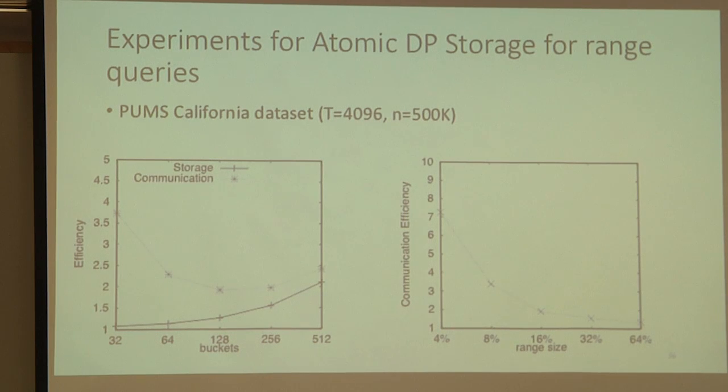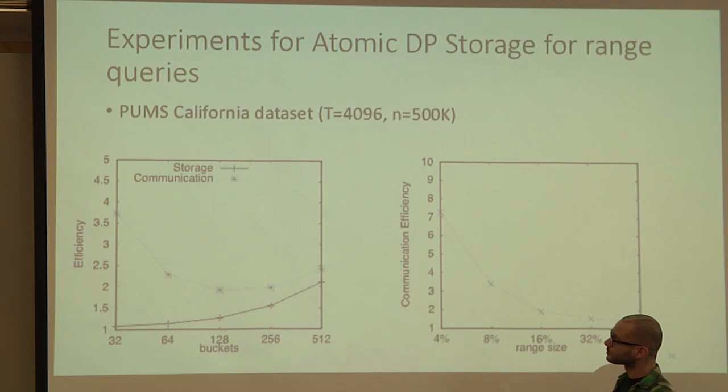In order to see the efficiency of our method of the atomic DP storage for range queries, we implemented it using a real data set, which is the census from California. We have 500,000 citizens, each one considered to be a record. And we have a domain of 4,096 cardinality, which is the annual salary. A range query will ask for citizens that have annual salaries between two values.